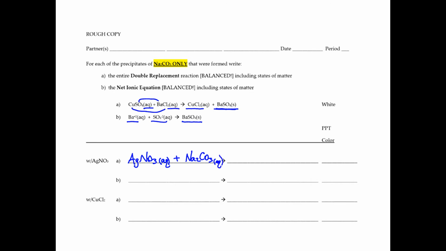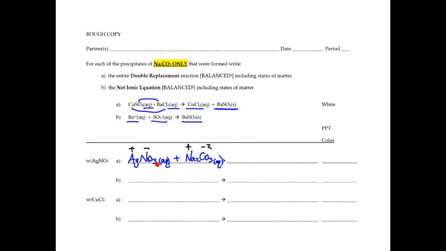And now you're going to do the double replacement. So remember that the charge of silver is +1, nitrate is -1, sodium is +1, carbonate is -2. So you're going to do a double replacement, meaning the silver is now going to go with the carbonate, and the sodium is now going to go with the nitrate.